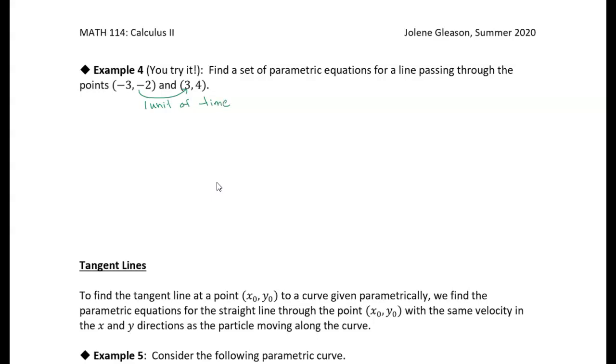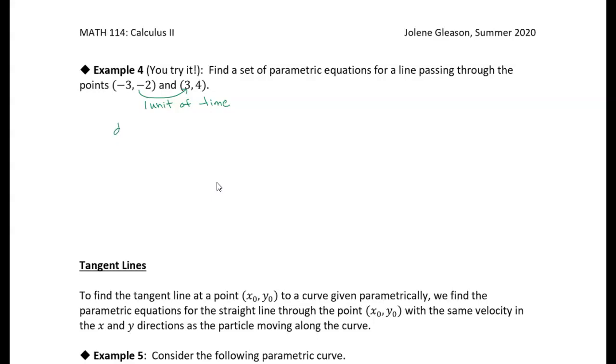That's the assumption I'm going to make. If you make a different assumption, you'll get a different set of parametric equations. It'll represent the same line in the Cartesian coordinate plane, just a different motion along that line. But I think the easiest thing to do is just assume that we're moving from the first point to the second point in 1 unit of time.